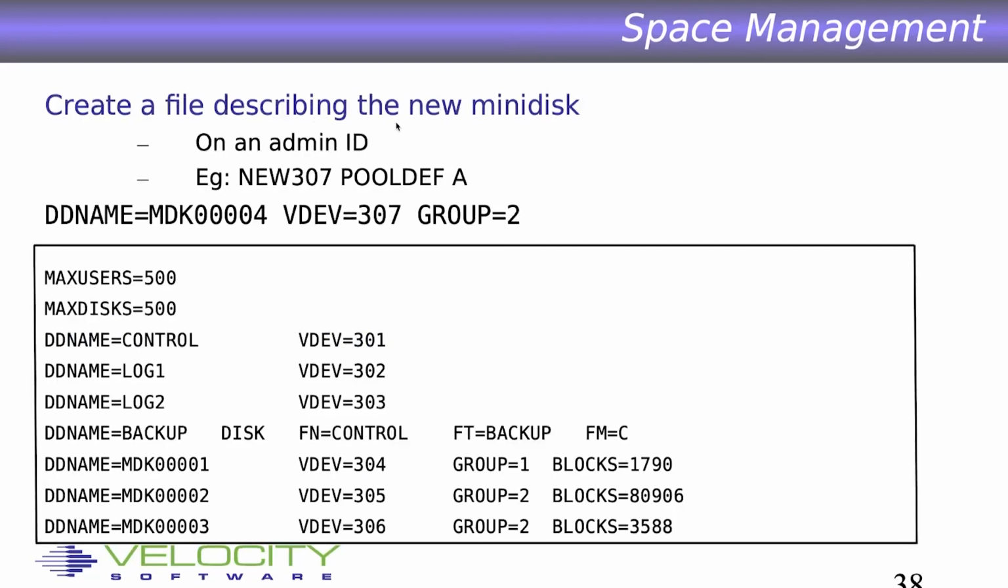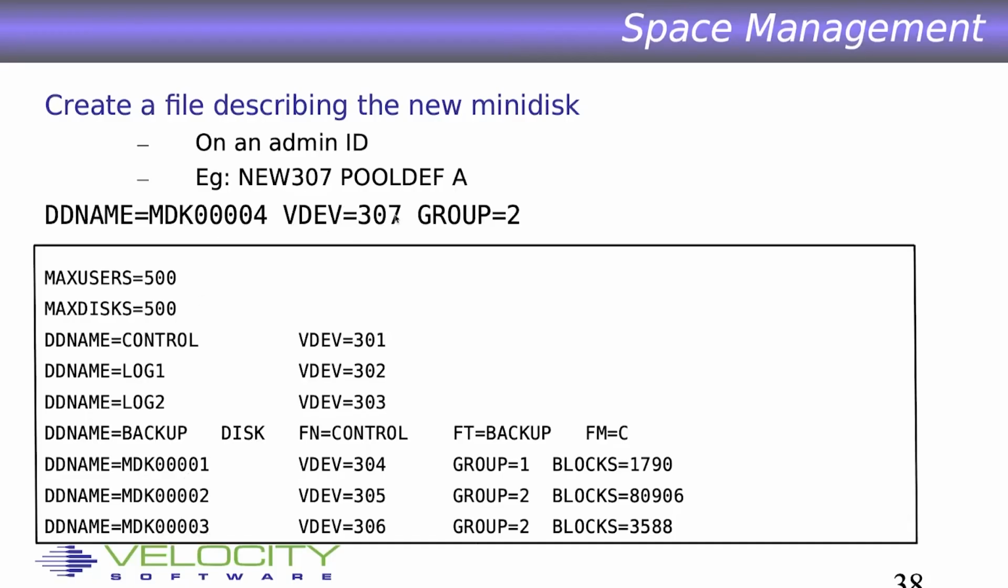We create a file to describe the new minidisk. On an administrator user ID, we're going to create a file, we'll just call it new307 pooldef A. That's going to go on the A disk. And in this file is going to be this DDNAME nomenclature. The DDNAME value has to be one greater than the existing MDK value that is currently in the file pool.